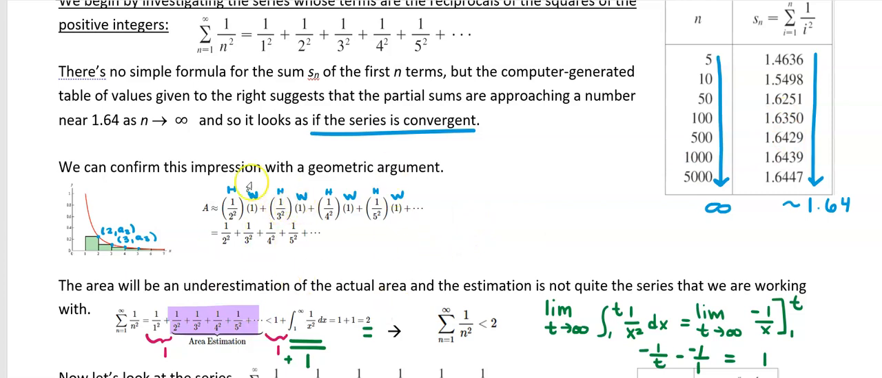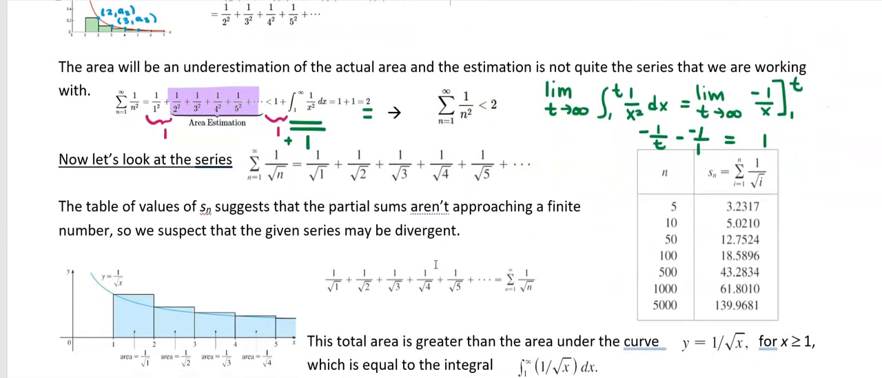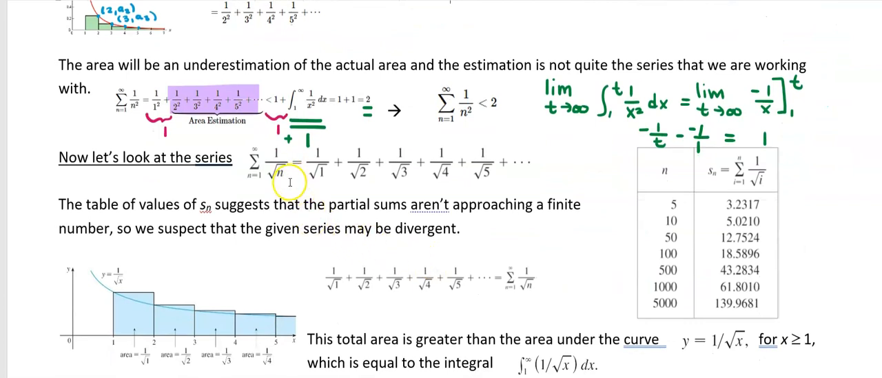So you can kind of tie in the idea of area under the curve to these series, and you're really going to do so by doing these improper integrals. So now let's take a look at the series 1 over the root of n.